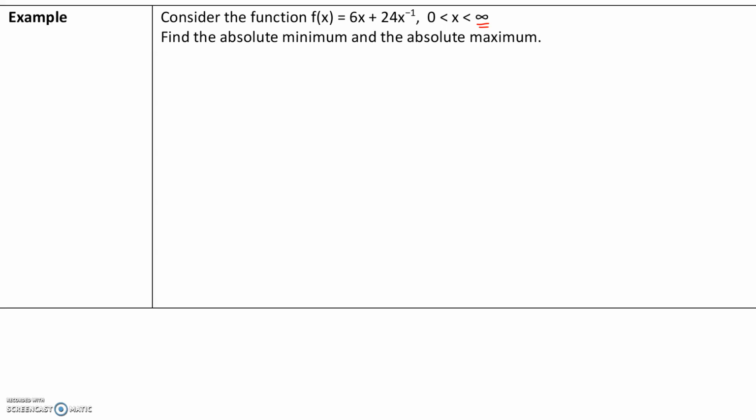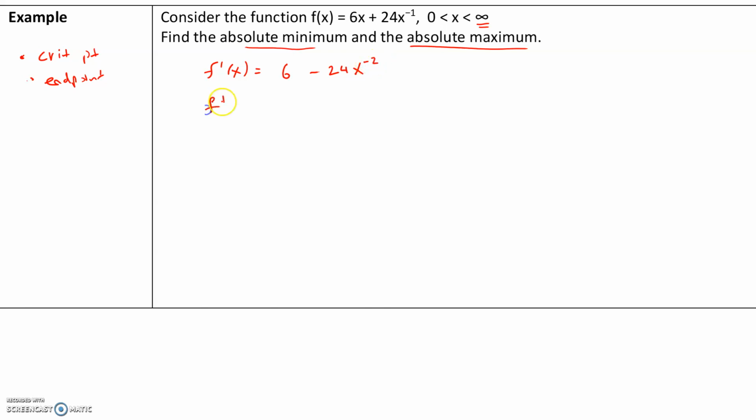First off, we know that our absolute minimum or absolute maximum can occur at one of these points. It can either occur at a critical point or it can occur at an endpoint. So let's find the critical points. For critical points, we need f prime of x. So this is going to be 6. Negative 1 times 24 is negative 24. x to the negative second.